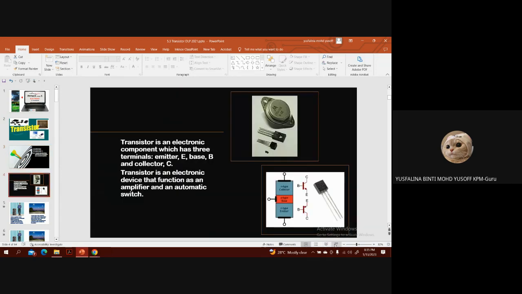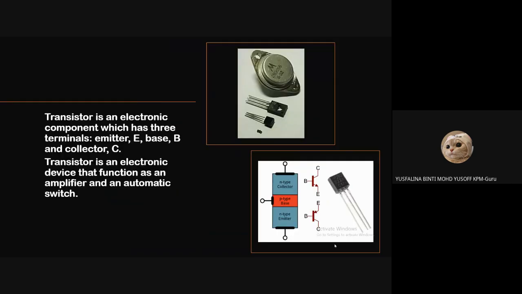The transistor is an electronic component which has three terminals. It has an emitter, a base, and also a collector. You can see in the diagram here, there are two types of transistor. This is the collector, this is the emitter, and this is the base.